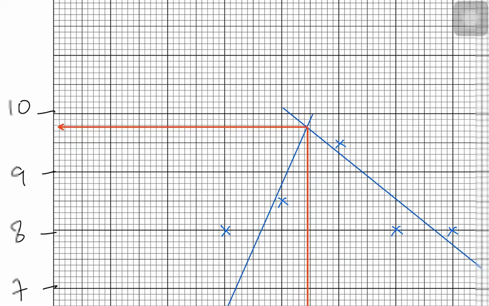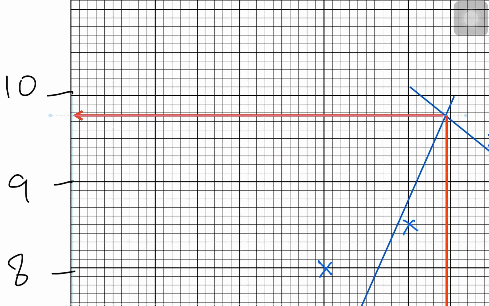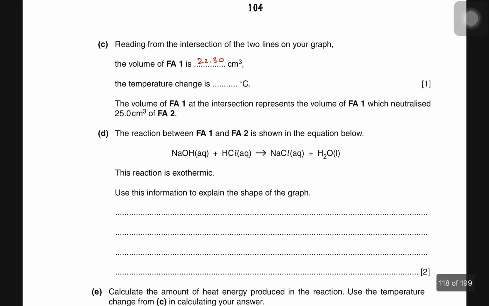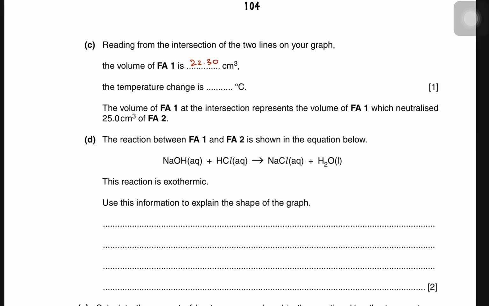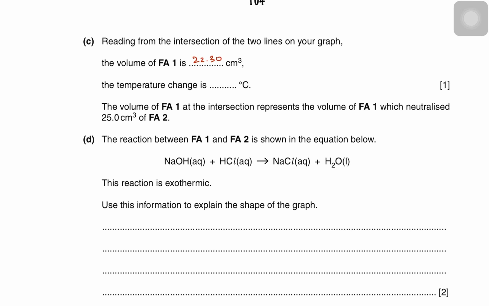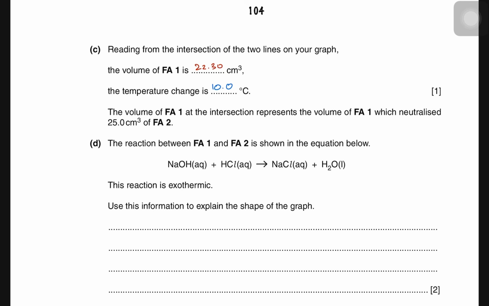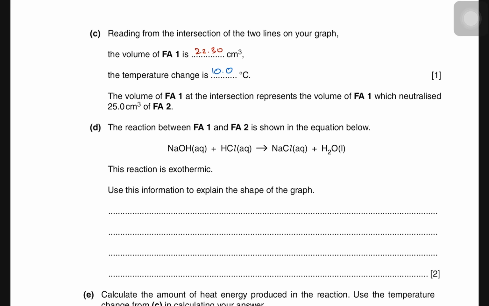The temperature change is 9.5, 9.6, 9.7, 9.75. So that is 9.75. Instead of writing 9.75, I can put 10.0, because in thermometer readings we don't have the space for two decimal places, so 10.0. The volume of FA1 at the intersection represents the volume of FA1 which neutralized.